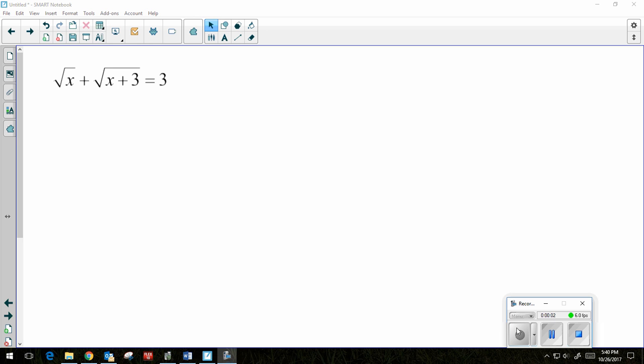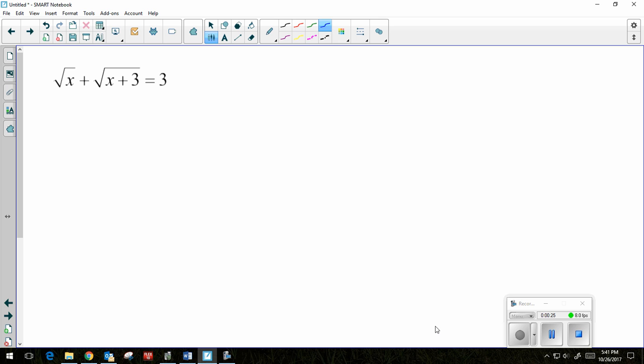Let's take a look at a radical equation that's a little bit more complicated. Radical x plus radical x plus 3 equals 3. The reason this is a little bit more complicated, and different than ones we've seen before, is that there's two radicals. Normally my goal is to isolate the radical, but in this case, I can't isolate it because there's two of them.